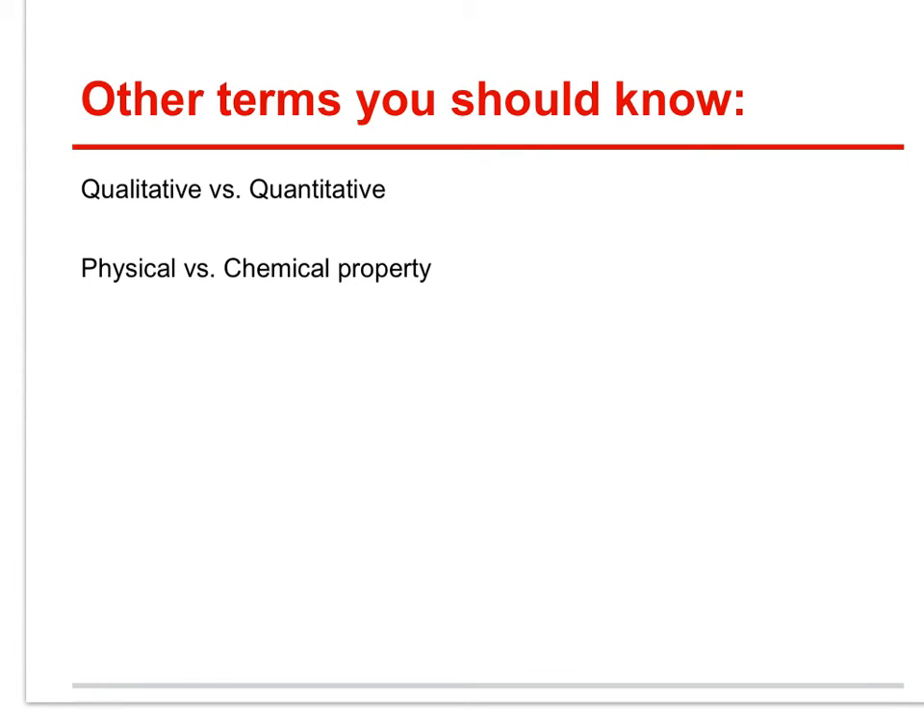There are a couple of other terms that you need to know for this lesson. So what is the difference between qualitative and quantitative? Well, qualitative is based on your senses. So something like a color change or a different odor or something like that is something that's qualitative. It's based on your five senses. It's not something that has a number. Quantitative is based on numbers.